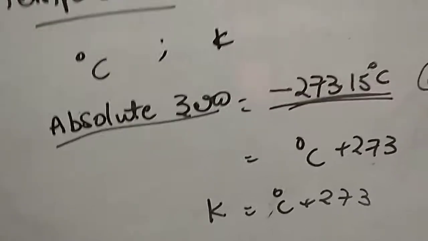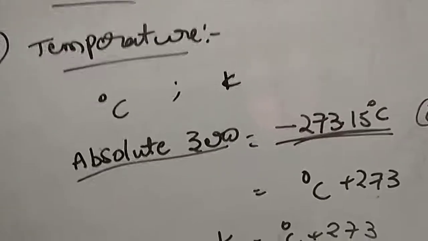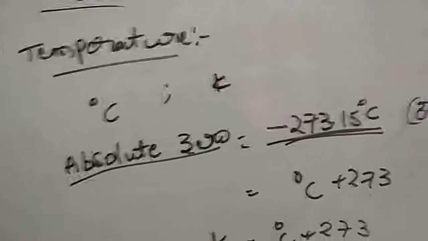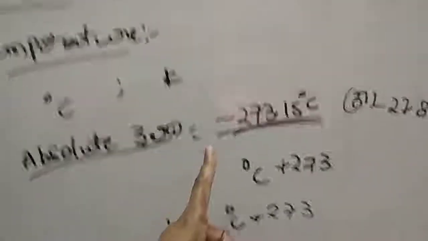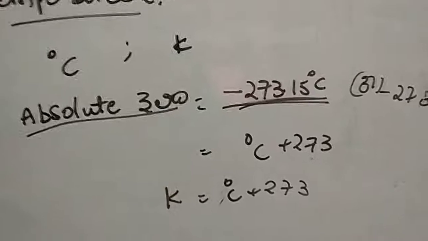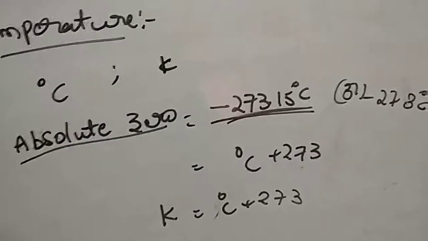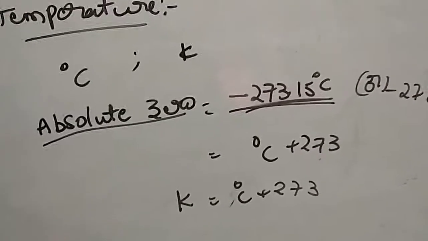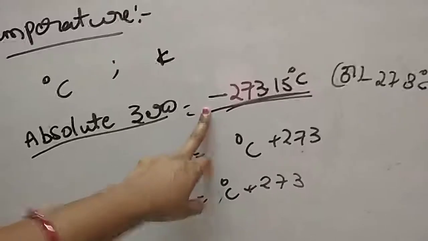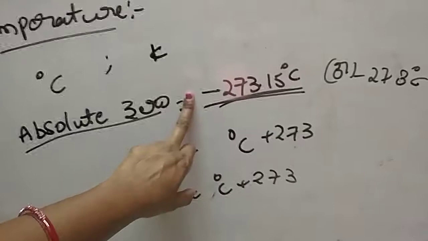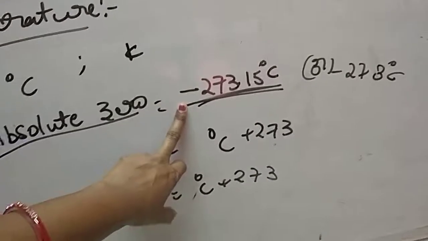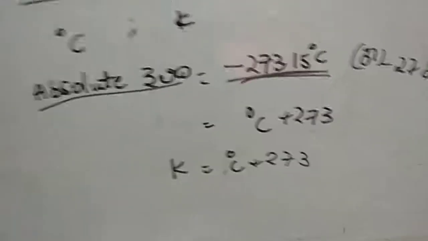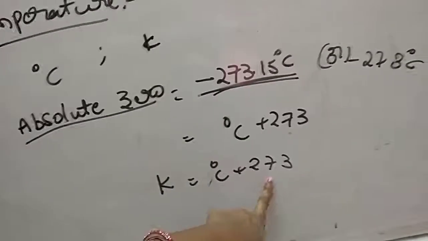Degrees Celsius we have to convert into Kelvin, because temperature at STP is 0 degrees Celsius. If you are considering absolute 0, 0 Kelvin, minus 273.15 degrees Celsius is called absolute zero, or minus 273 degrees Celsius. To get the Kelvin scale, 0 degrees Celsius plus 273. This absolute zero you want to convert into Kelvin, you have to add 273. Minus 273.15 degrees Celsius plus 273 gives you 0 Kelvin. That 0 Kelvin is called absolute zero.